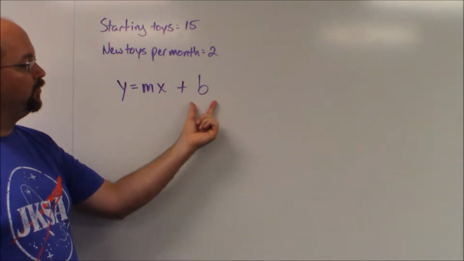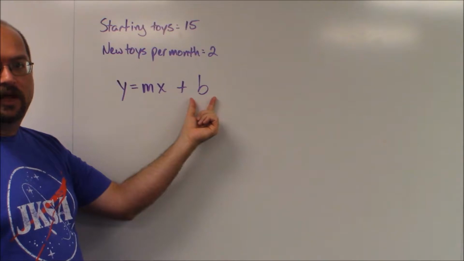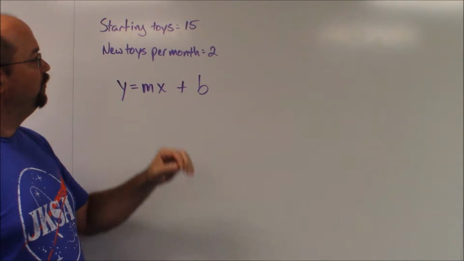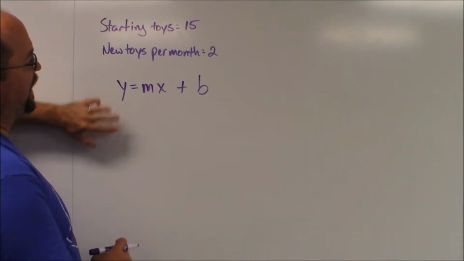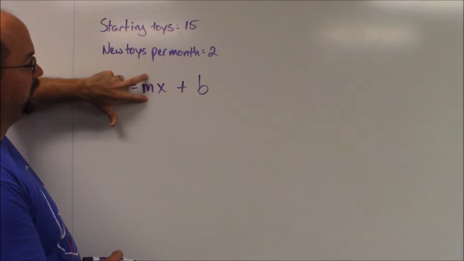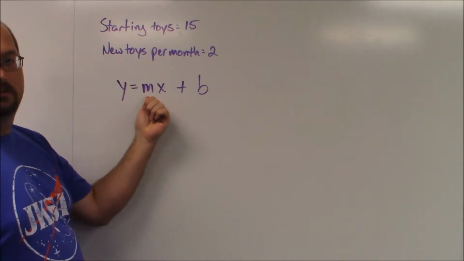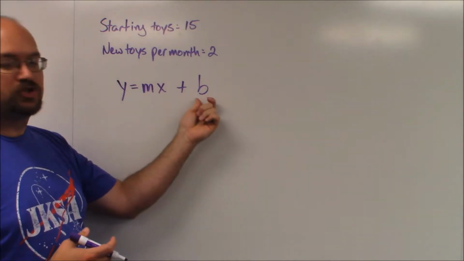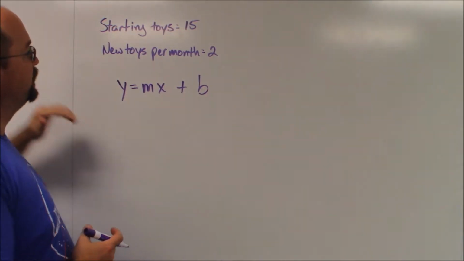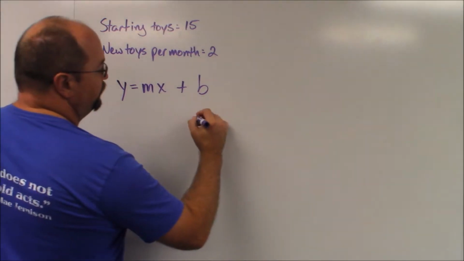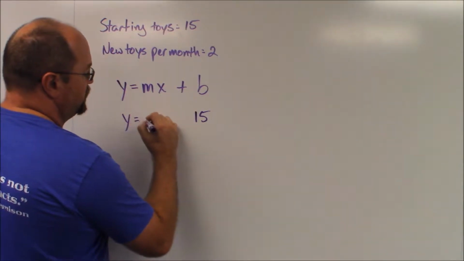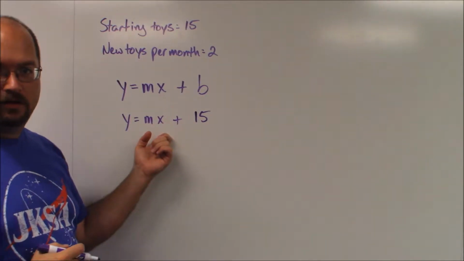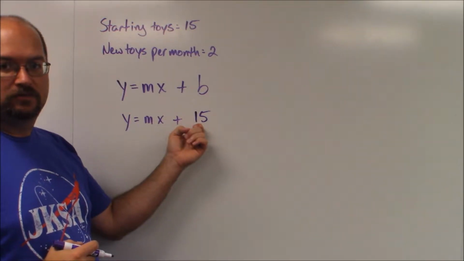So this b value, this is our y-intercept value. And for most scenarios and situations, it's whatever you're starting out with. The reason why is, if you can imagine the starting point, the x is going to be 0, because our starting point for x is going to be 0. So it's whatever you're starting with before you ever even begin. And in this case, our starting toys are 15. So before anything happens, before any toys are added for any months at all, we're starting with 15 toys.